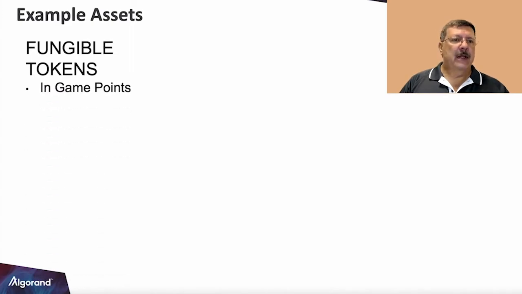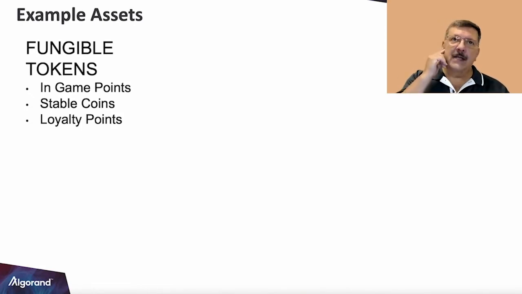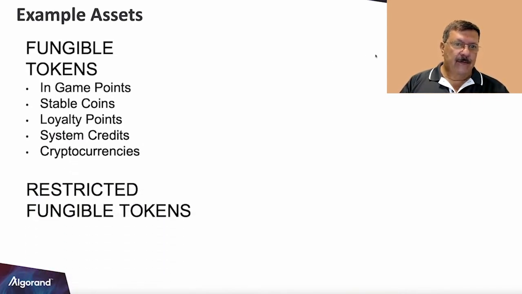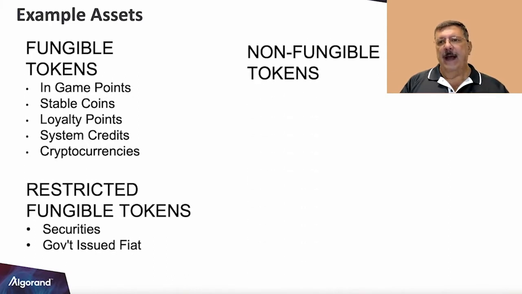We have fungible tokens first and foremost. This facilitates things like in-game points. We talked about that in one of the gaming scenarios, as well as stable coins, which are tied to USD, for example, or fiat. And then you have loyalty points, system credits, and cryptocurrencies, perfect for this. The next group would be restricted fungible tokens. This would include things like securities and government-issued fiat.